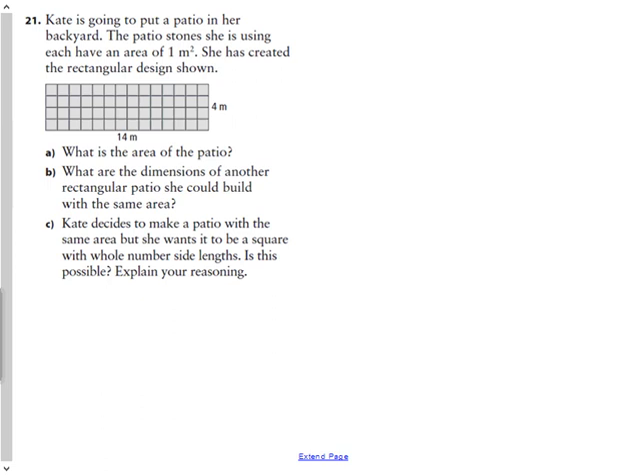Question 10 says Kate is going to put a patio in her backyard, and the patio stones she is using have an area of 1 square meter each. She has created the rectangular design below. What is the area of the patio?